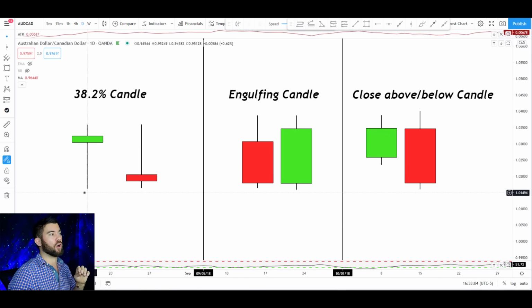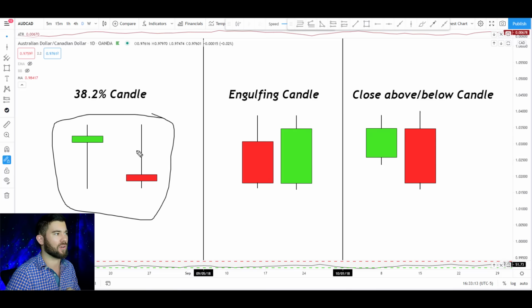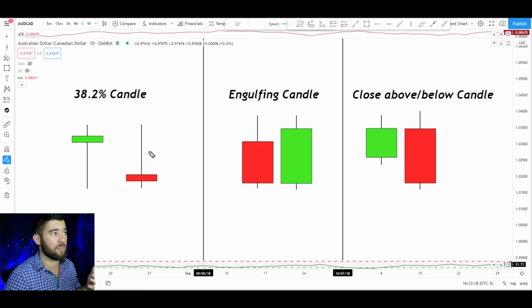The first one is called the 382 candle or 38.2% candle, and you're going to understand why in a second. You may be looking at these going, man, Steven, that looks like a hammer or a tweezer top, and that looks a lot like a shooting star. Why are you calling it a 38.2% candle? Because the name of the candlestick pattern does not matter.